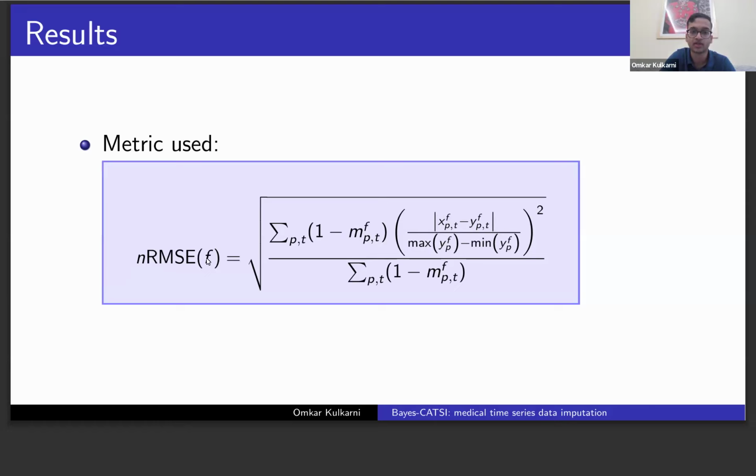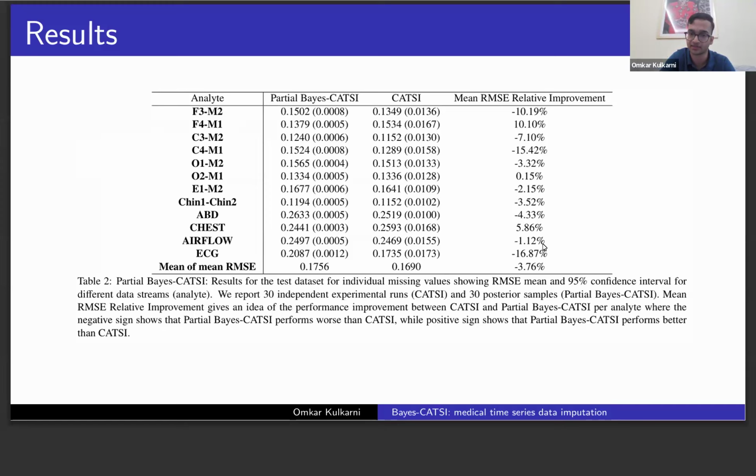Coming to the results of partial Bayes-CATSI, as we see here, we have the analyte-wise results, and partial Bayes-CATSI is only able to outperform CATSI for three analytes, while for others it underperforms, and the overall performance of partial Bayes-CATSI is 3.76% worse than CATSI. This is for the individual missing value cases.